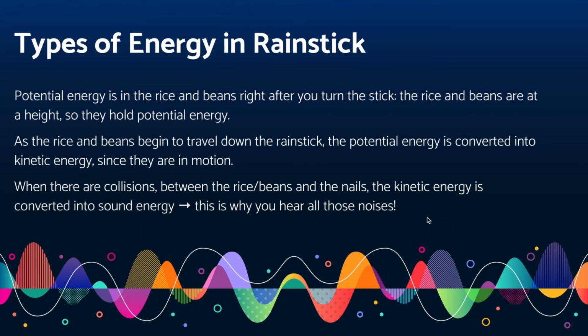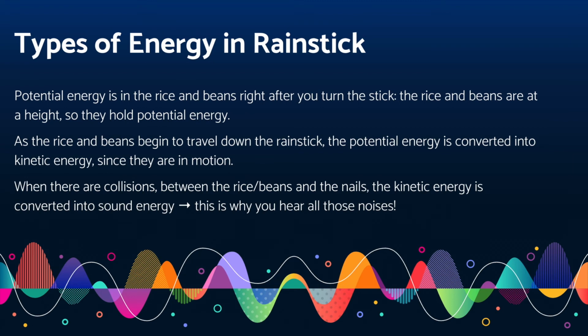We also have different types of energy that we can study in this experiment. So the first form of energy is potential energy. Potential energy is related to gravity, and it occurs when you have an object that is at some sort of height. When the object is at a higher height, it will have more potential energy. And this occurs in the experiment in the rice and beans when they're still at the top of the tube. So you can imagine right after you turn the stick, they're about to start falling, just at that instant when they're all at the top of the tube. That's when they hold a lot of potential energy.